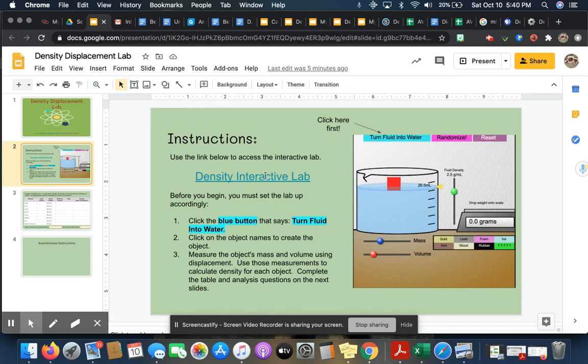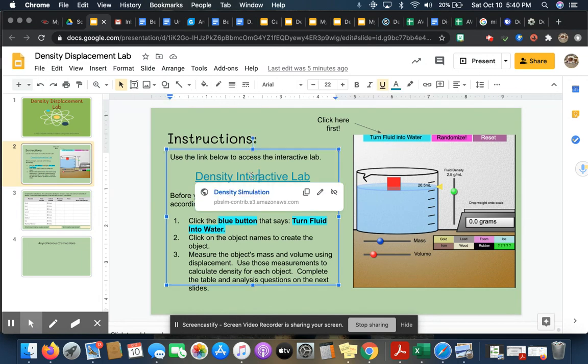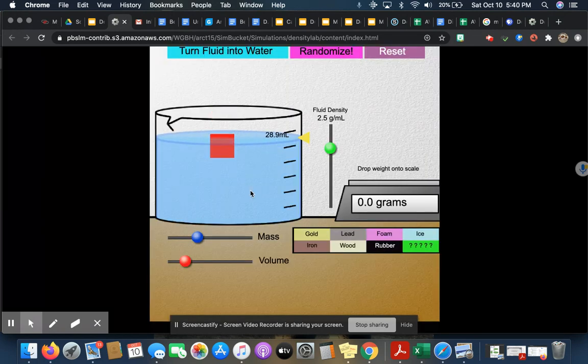So let's go back to our instructions. I'm going to click this link. It's going to open it up. And this is a screen you're going to see right off the bat. So this is really fun to play with. You can play around with this either before or after, it's up to you. Just make sure that when you're doing the lab, you click this blue button right here that says turn fluid into water. When you do that, it changes this fluid density to 1 gram per milliliter. Because remember, the density of water is 1, so that's what we're comparing everything to.